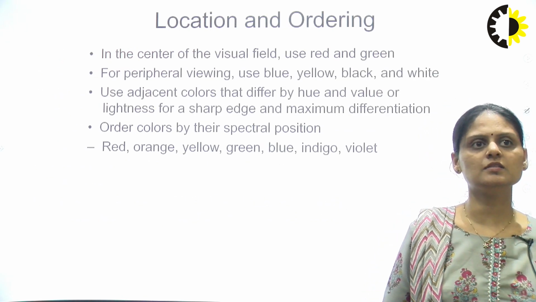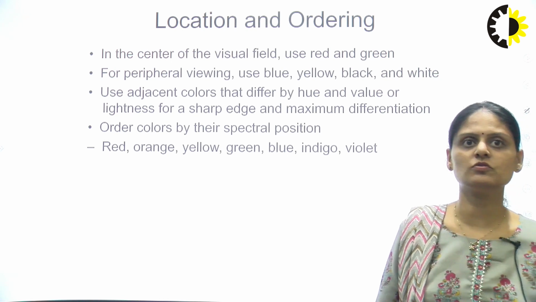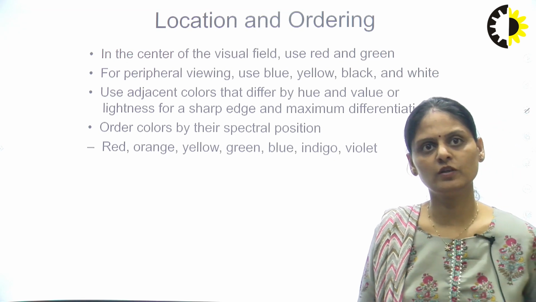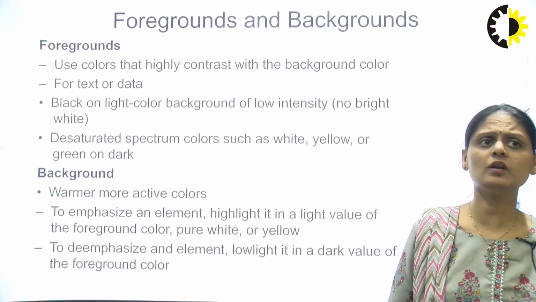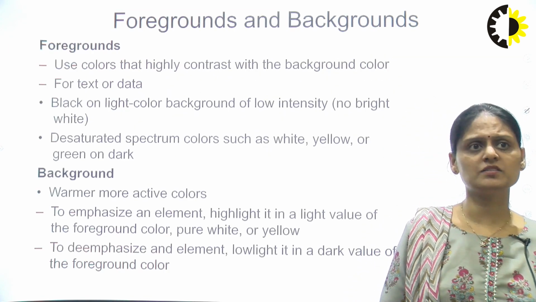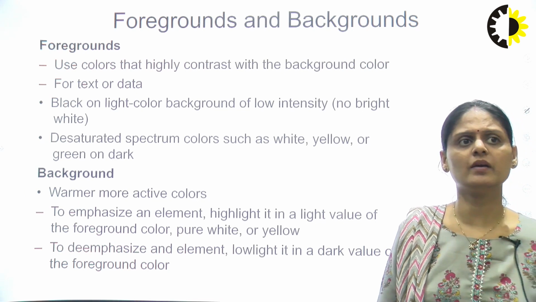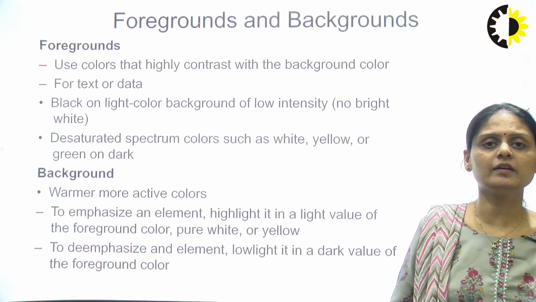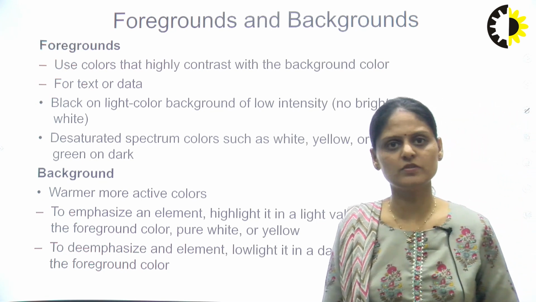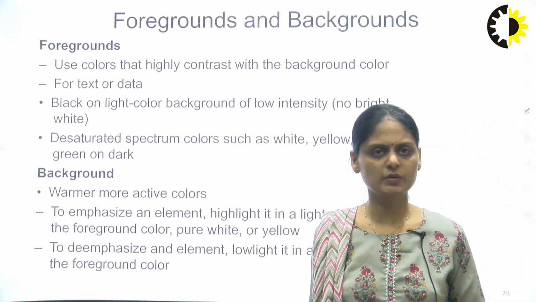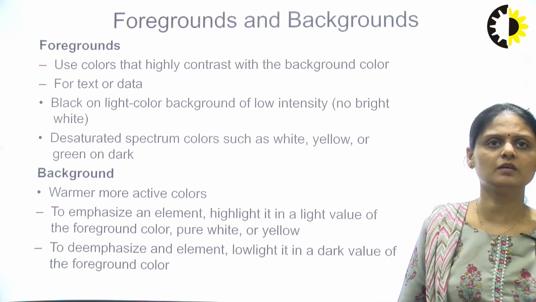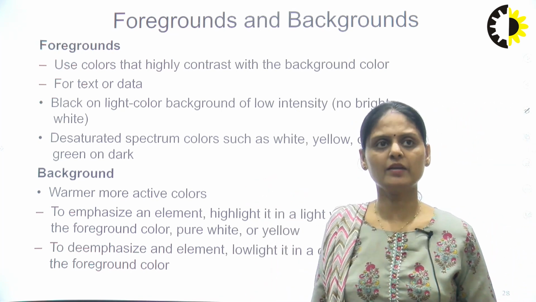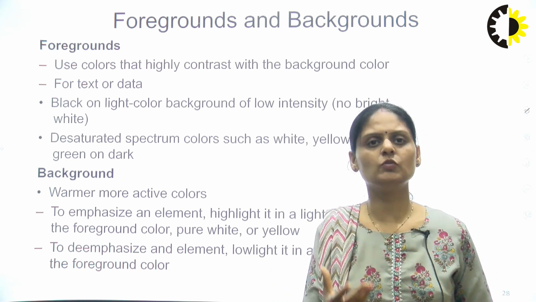In the center of the visual field, use red and green. For peripheral viewing, use blue, yellow, black. For foreground colors, use colors that highly contrast with the background color, so that the text is visible. As we all know, we make a PPT. I have made a PPT with a white background and black in front, so that the text is easily visible.